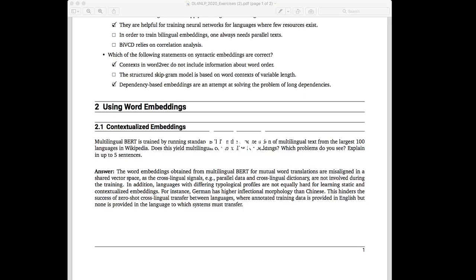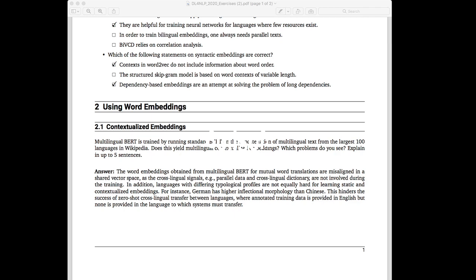Let's move to the second question, which is about contextualized embeddings. Multilingual BERT is trained by running standard BERT on the concatenation of hundreds of monolingual texts in Wikipedia. Does this yield multilingual contextualized embeddings? What problems do you observe?